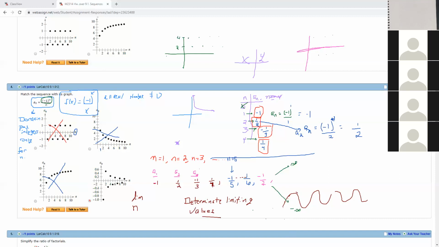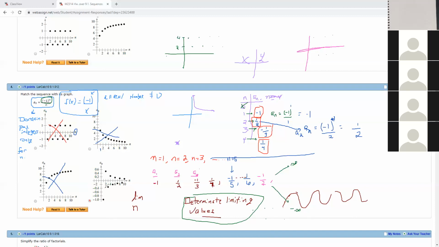And so there are 4 types of determinate limiting values. I'm not going to write them all down again, but they are a finite numerical value, infinity only, negative infinity only, or alternating, but not alternating towards any finite number. They're not getting closer and closer to anything.